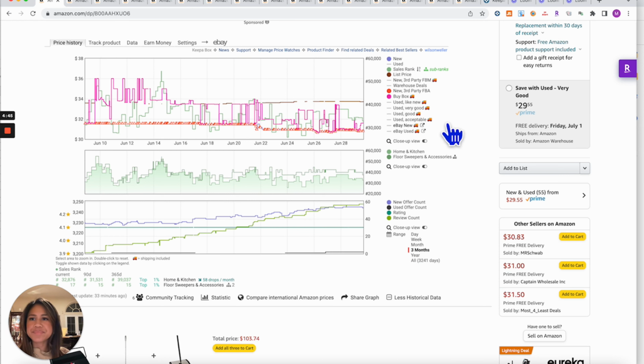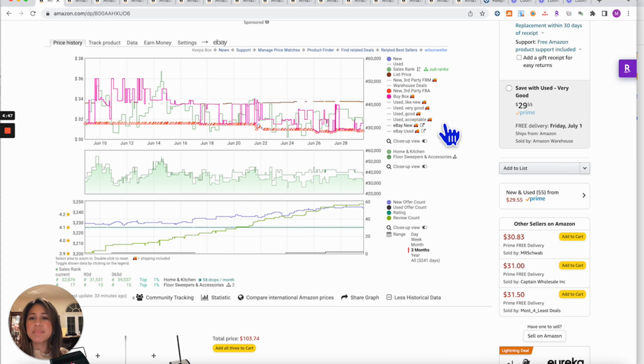I also put the list price, which is the price that Amazon thinks the market should be, or that third-party sellers should be selling this item at. So I have that on. And that's everything. We're not going to be doing anything with used products or warehouse deals or any of those things. So again, let's just recap.